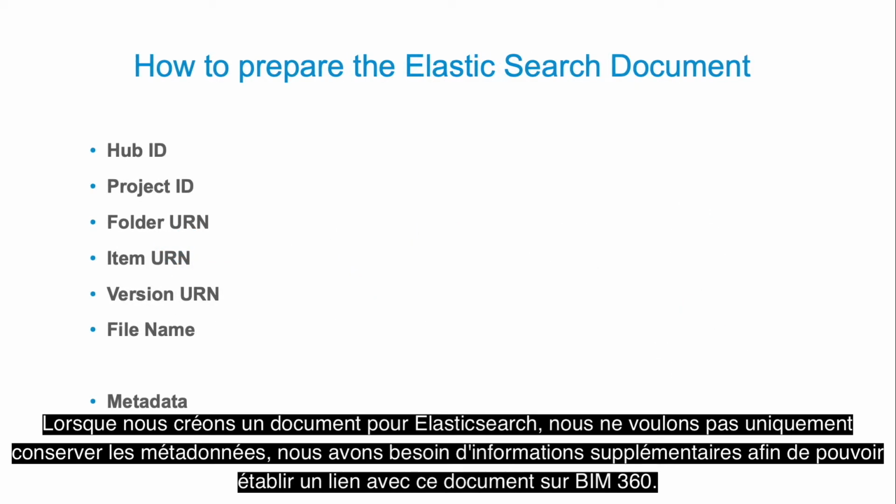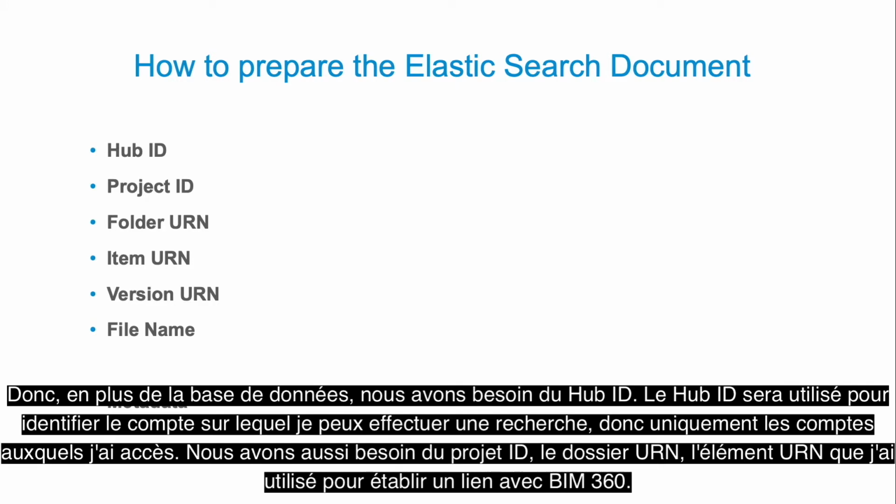When we create a document for Elasticsearch, we don't want to keep only the metadata. We need additional information so we can link back to that document on BIM 360. So in addition to the database, we need the Hub ID. The Hub ID will be used to identify which account I can search on, so only the accounts that I have access to. The project ID, folder URN, and item URN are used to link back to BIM 360.